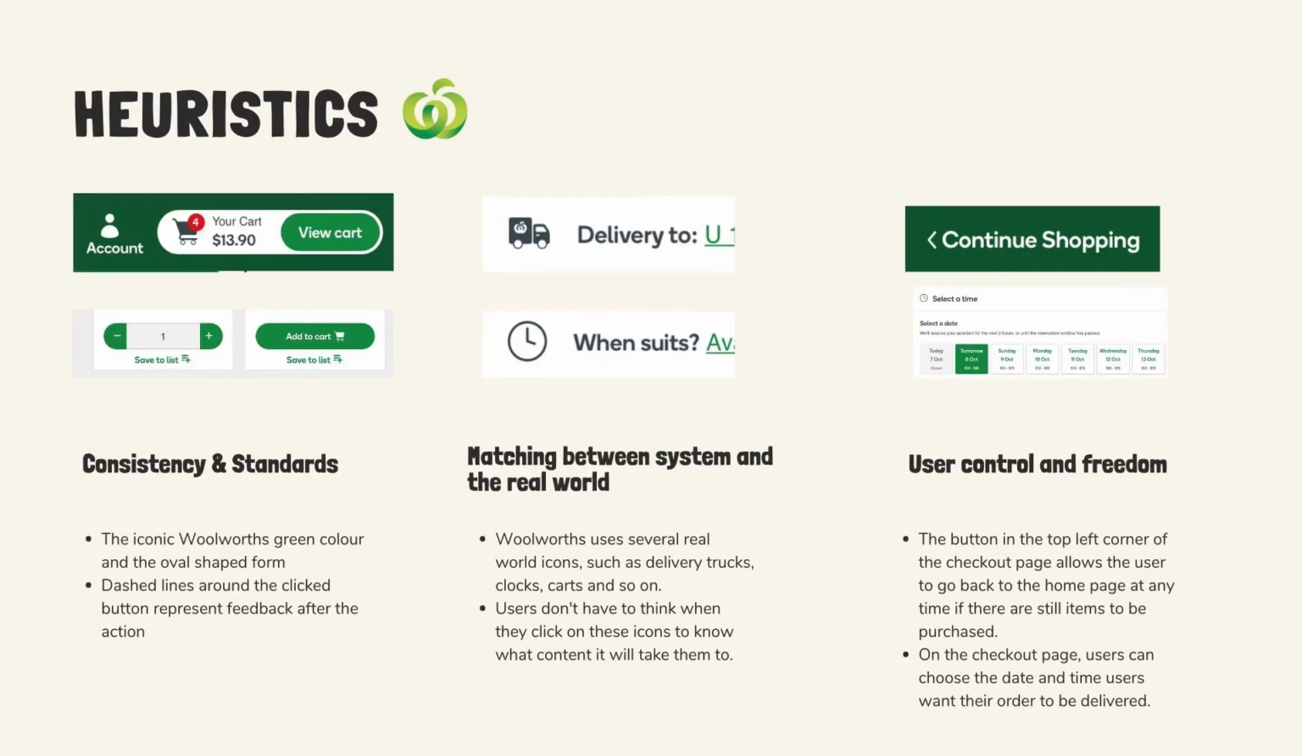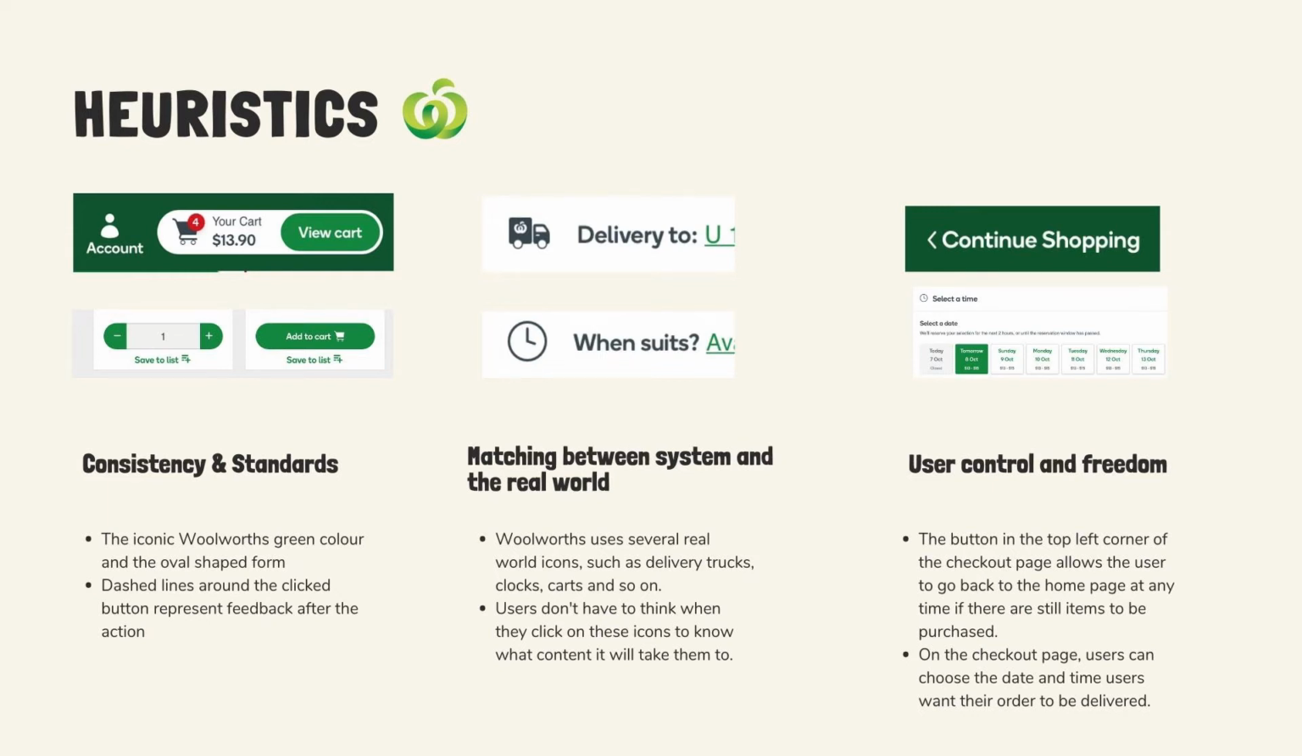Woolworths buttons use the iconic green and oval form, and the dashed line around the clicked button indicates feedback after the action to ensure consistency. Woolworths used several real-world icons such as delivery trucks, clocks, cards, and more. Users know what content they will be taken to without having to think when they click on these icons. A button in the top left corner of the checkout page allows the user to return to the home page at any time if there are still items to purchase.